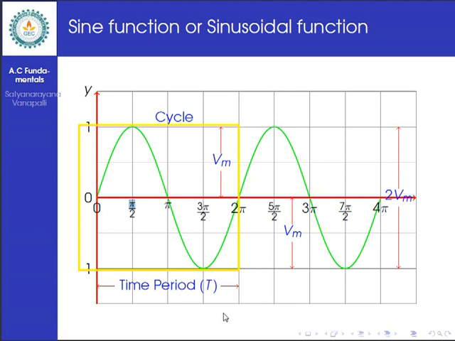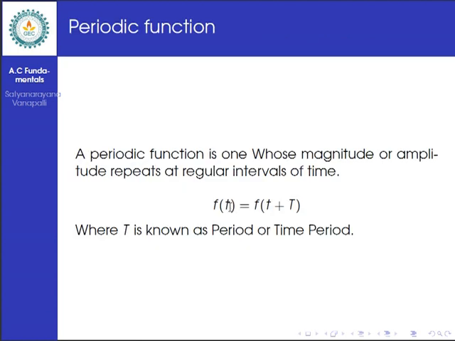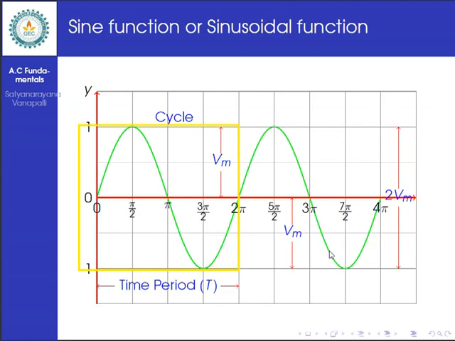So, comparing with the previous analysis, here in place of t we assume the variable as theta, so that f of 5 pi by 2 is equal to f of pi by 2 plus 2 pi. Similarly, f of 7 pi by 2 is equal to f of 3 pi by 2 plus 2 pi. That means the sine values are getting repeated for every 2 pi radians of angular displacement theta.